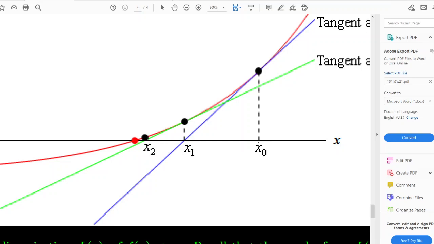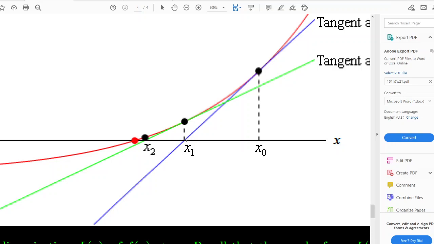And then what you do next? After getting x1, you use x1 as an estimate. You do the same thing. Okay, and then you get the linearization of the given function f at x1. So which is the green line. Do you see the green line? The green line is actually the tangent line to the graph of the function when the x value is x1.